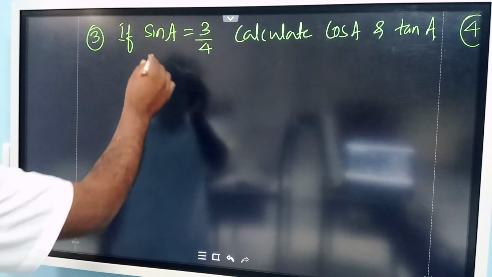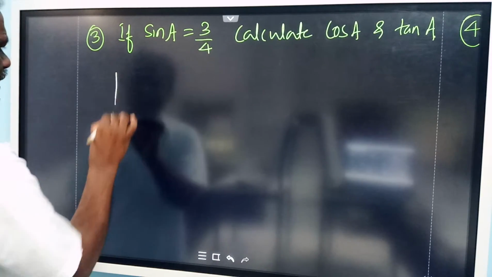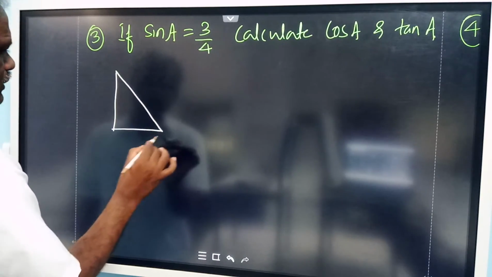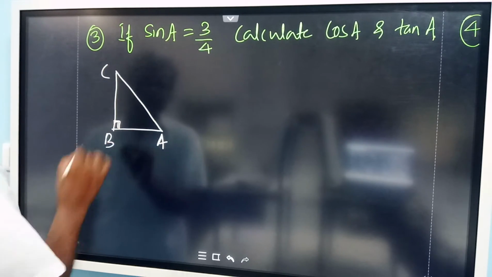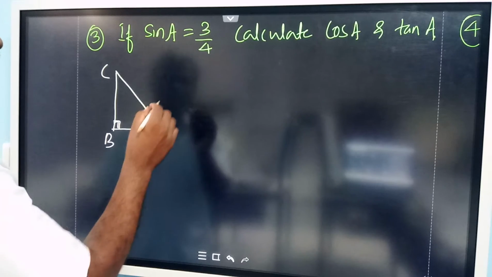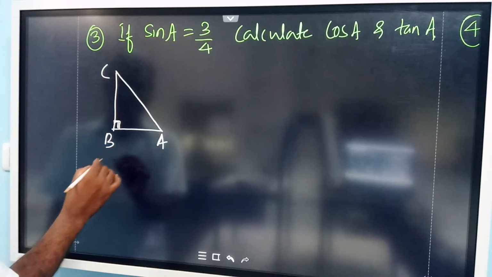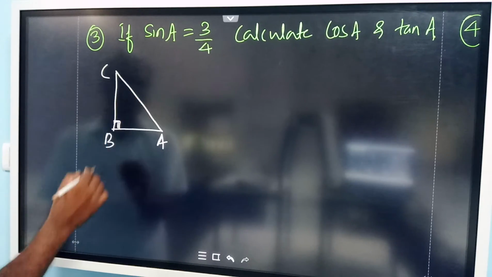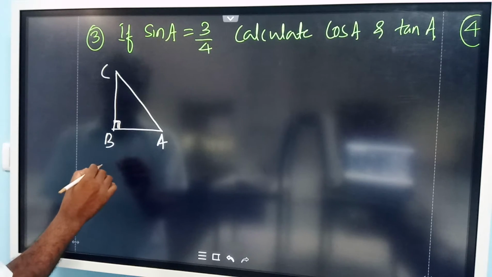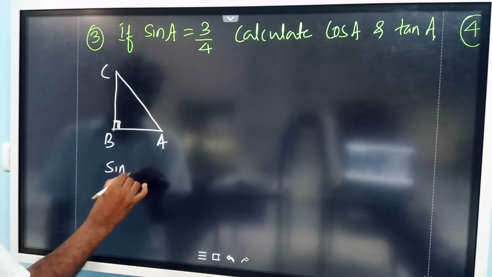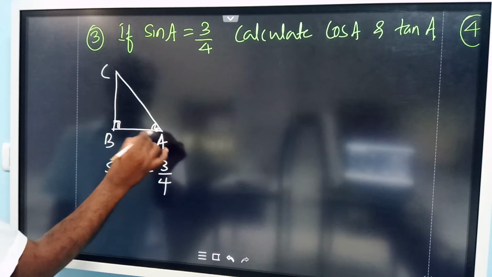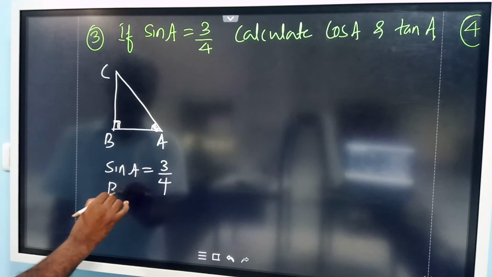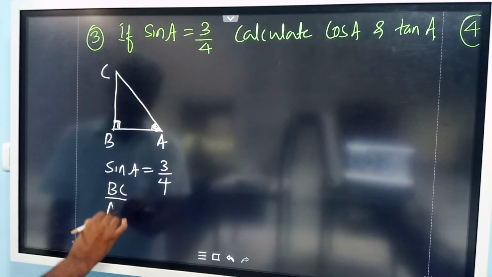Question. We have sin A is equal to 3 by 4. If I take a right angle triangle, you can call this ABC, right angle at B. So sin A is equal to 3 by 4. That means what is sin A? It is opposite side by hypotenuse. Sin A is given as 3 by 4, with reference to this angle. Opposite side is BC, hypotenuse is AC.